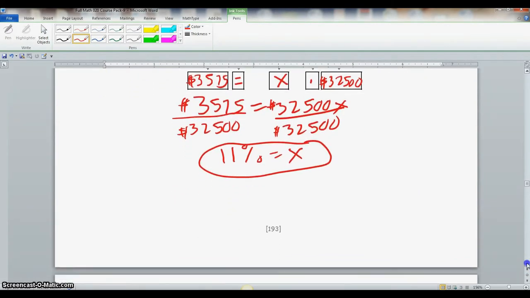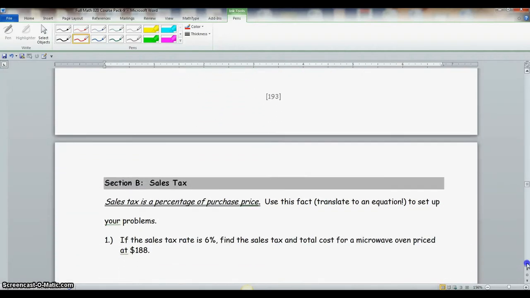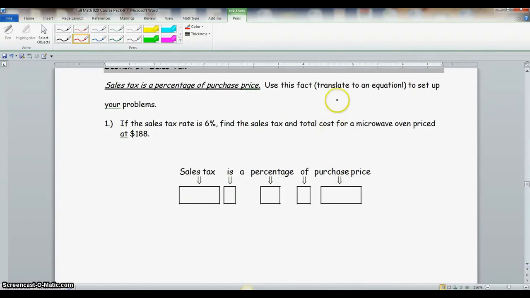Now we scroll here to problem number 3, sales tax. Okay, now it says use this fact, translate to an equation to set up your problems. If the sales tax rate is 6%, find the sales tax and total cost for a microwave oven priced at $188. Now, we don't know what the sales tax is, so it's X. Is means equal. The percentage is 6%. Of means multiplication. And the purchase price is $188. So we have X is equal to 6%, which is 0.06, times $188.